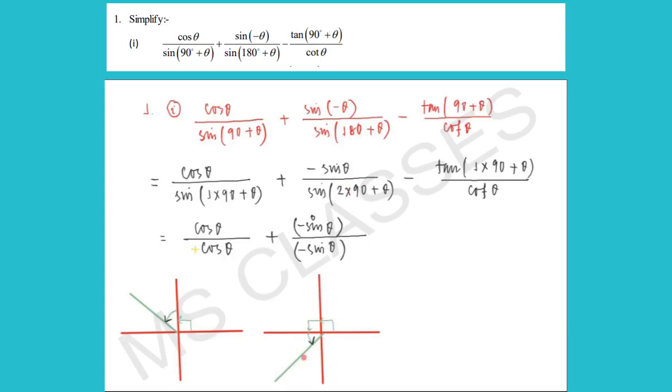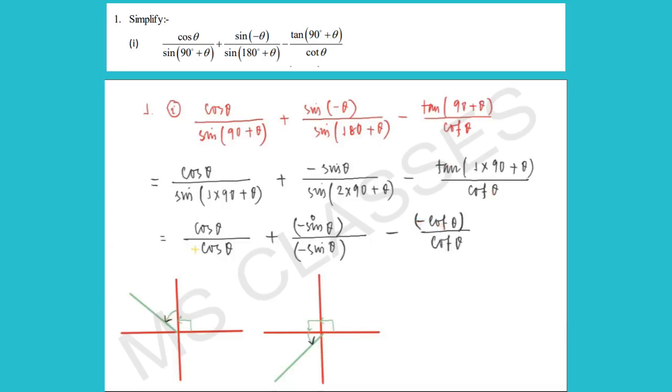Now, in this case, tan of 1 into 90 plus theta will become cot theta. Now, before that, it is 1 into 90 plus theta, which means which quadrant? Second quadrant. In the second quadrant, is tan positive or negative? It's definitely negative. So what will we put? Minus. Here the angle 90 plus theta is in the second quadrant, and in the second quadrant tan gives a negative output. So this is minus cot theta. Here in the denominator we have cos theta.